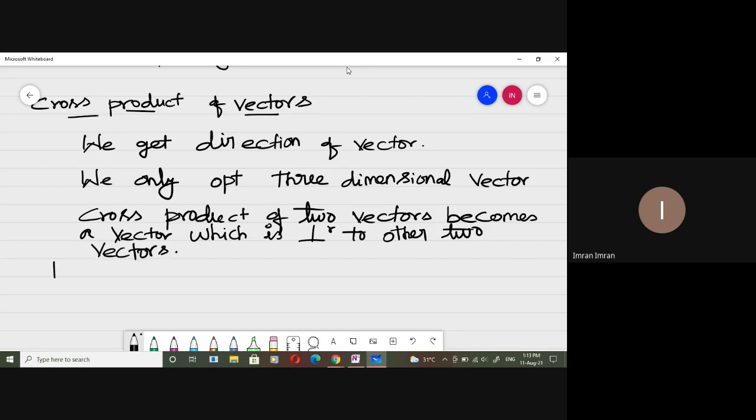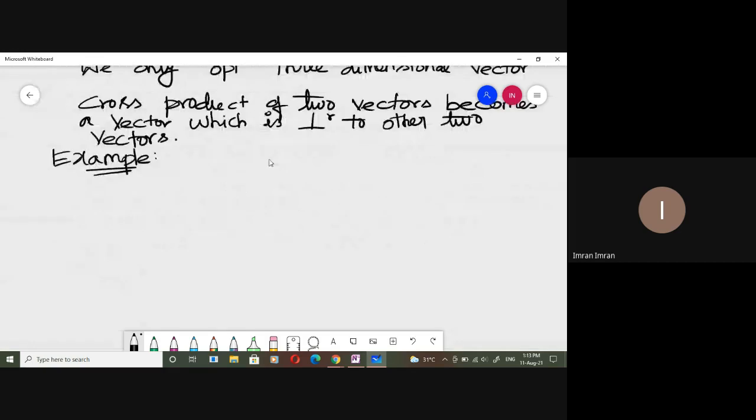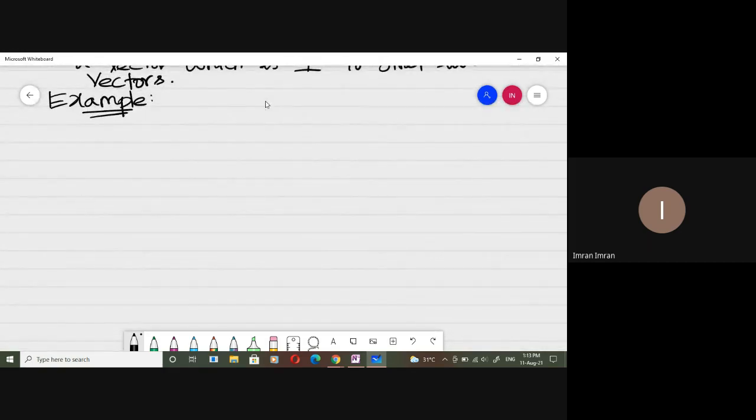Okay, example, how this is perpendicular to vectors. Take a plane, just a small plane. The plane name is P, plane. Okay, plane. Take a point on it.